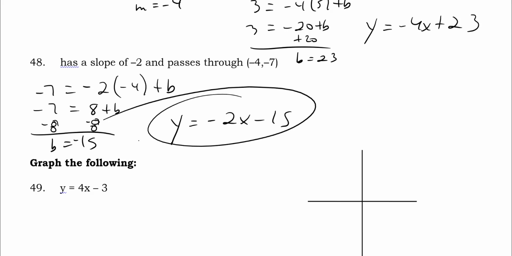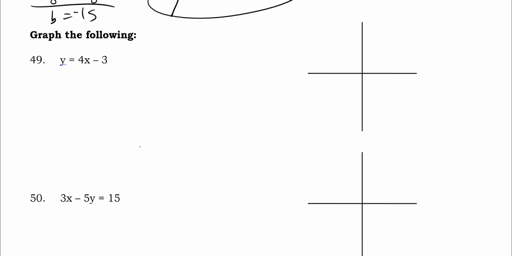Okay. Graph the lines. You guys should know how to graph lines, okay? You graph the y-intercept first, so -3. And then you go up 4 and over 1. So up 4, over 1. And then you graph it.